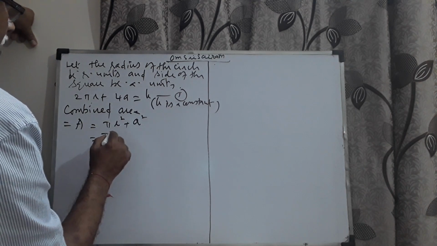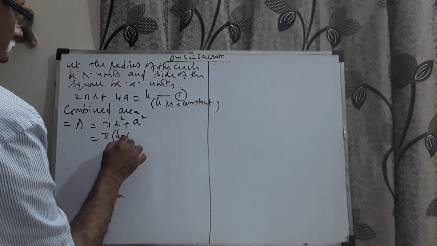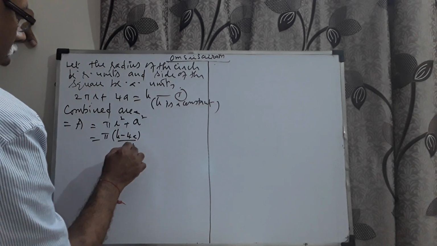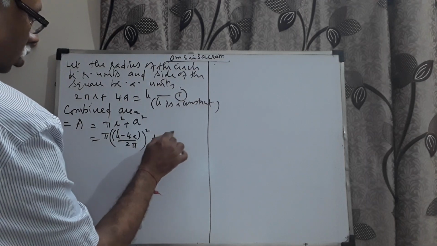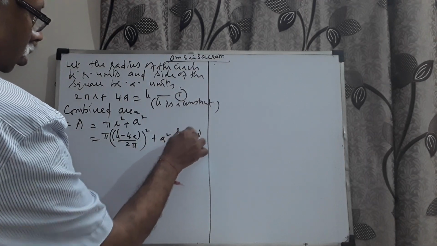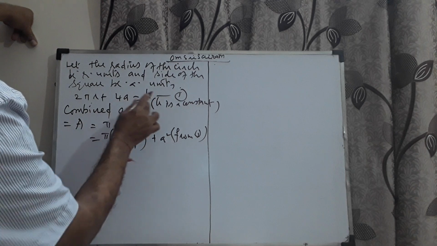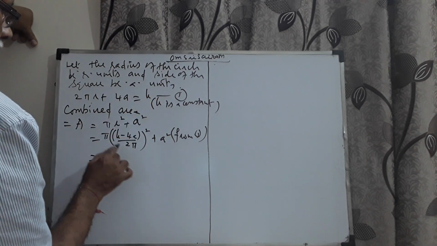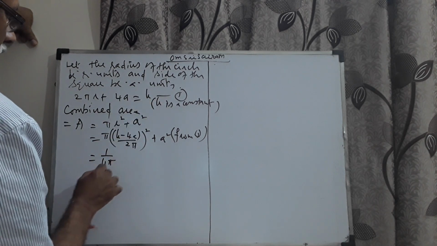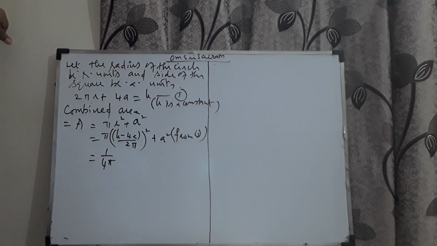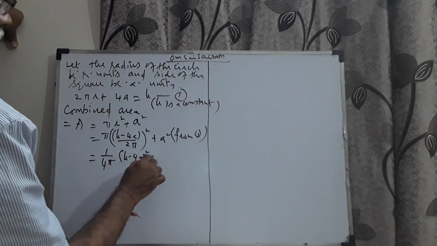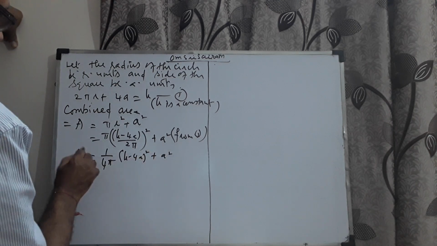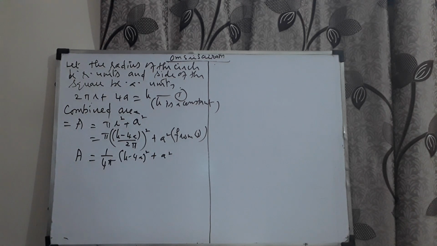Therefore this is pi into k minus 4a by 2 pi the whole square plus a square. This is from 1. See here, I can replace r by k minus 4a by 2 pi. This is supposed to be 1 by 4 pi. Listen carefully. Pi by 4 pi square becomes 1 by 4 pi into k minus 4a the whole square plus a square. I am able to get the area capital A in a single variable small a.